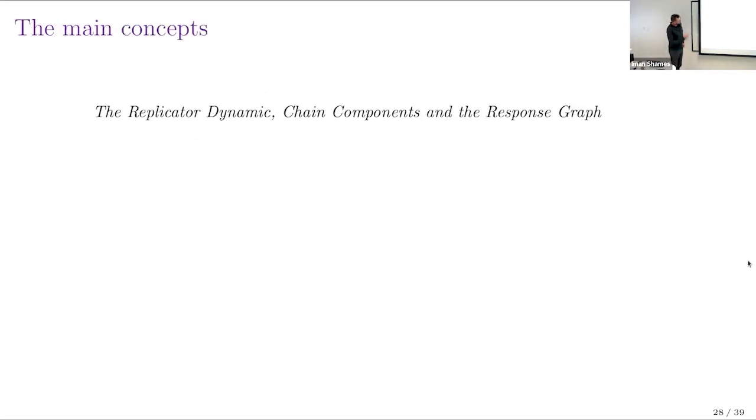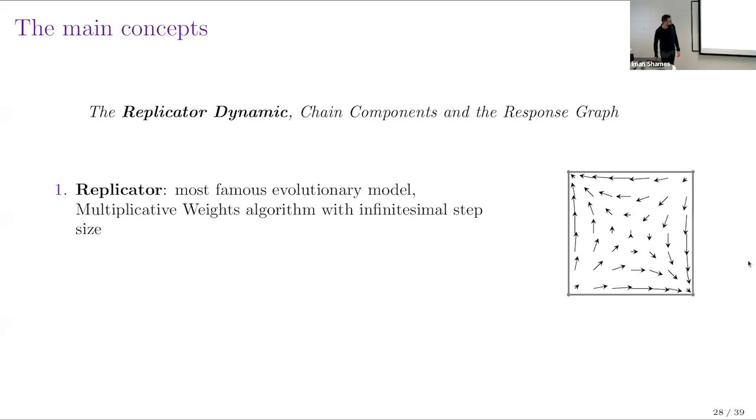Okay. So the main concepts we are going to use to answer these questions come out of the replicator dynamic. Think of chain components and the response graph, which is what I spent the first half of the talk talking about. So the replicator dynamic, as I said, is super famous. It is related to the multiplicative weight algorithm in learning theory. This is the discrete time version of the replicator dynamic.